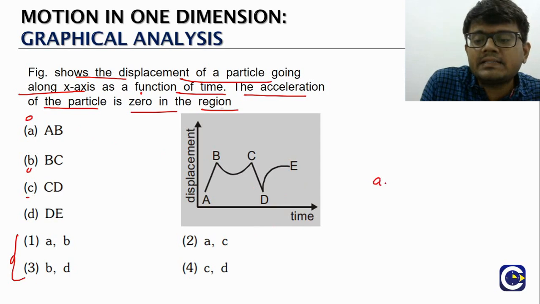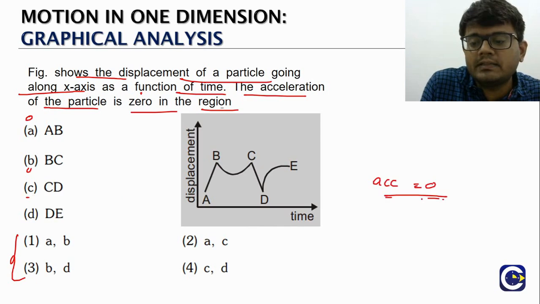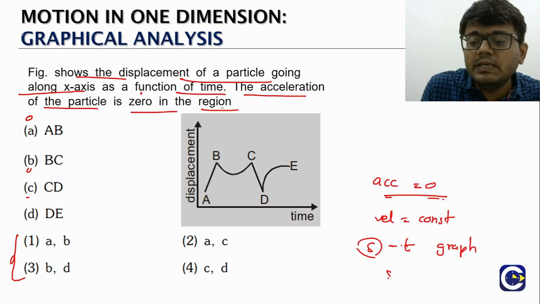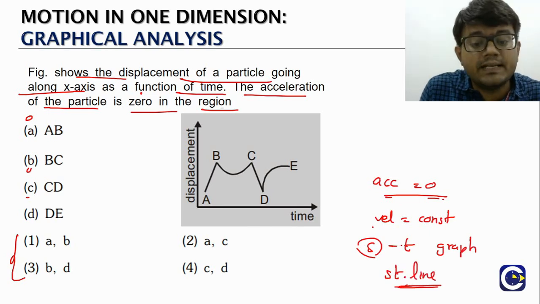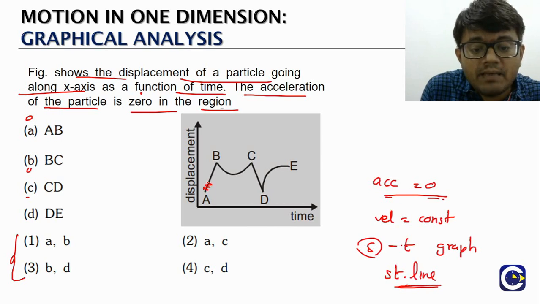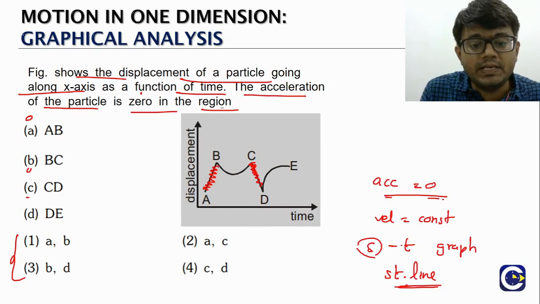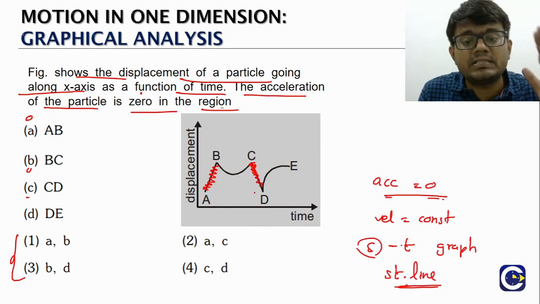Now when acceleration has to be 0, that means what? The velocity must be constant. Velocity constant means the displacement time graph should be what? It should be a straight line. The displacement time graph must be a straight line. So look at this. You see here AB is what? It's a straight line. Similarly CD is what? Straight line. So in AB as well as CD parts, what is the curve? It is a straight line.